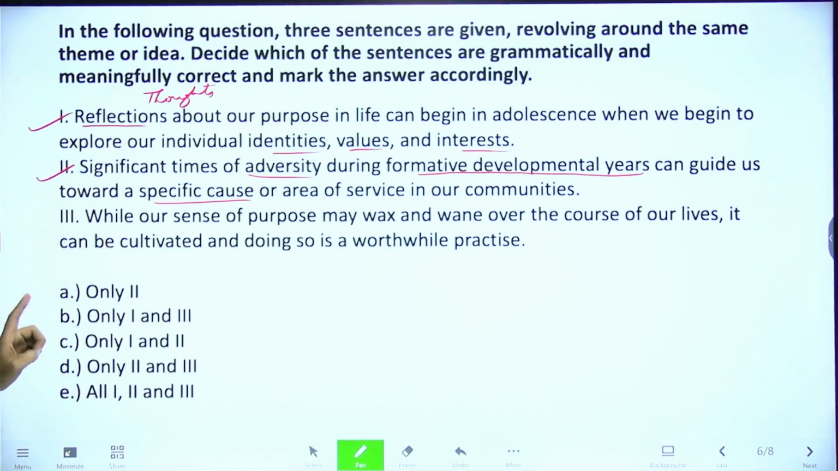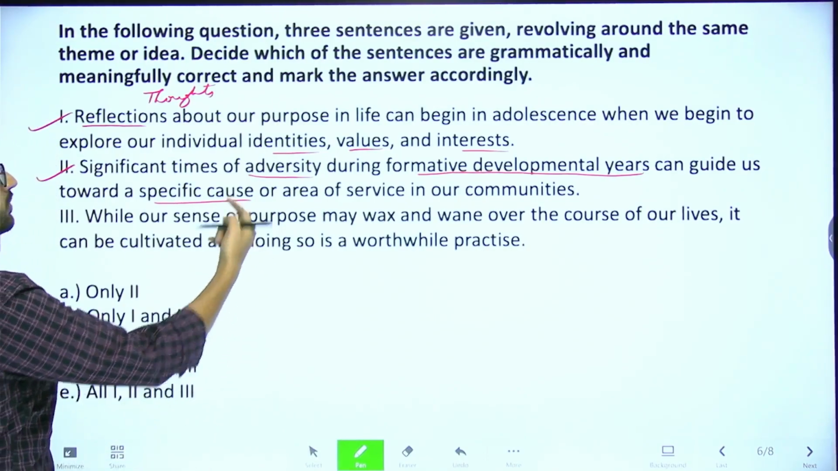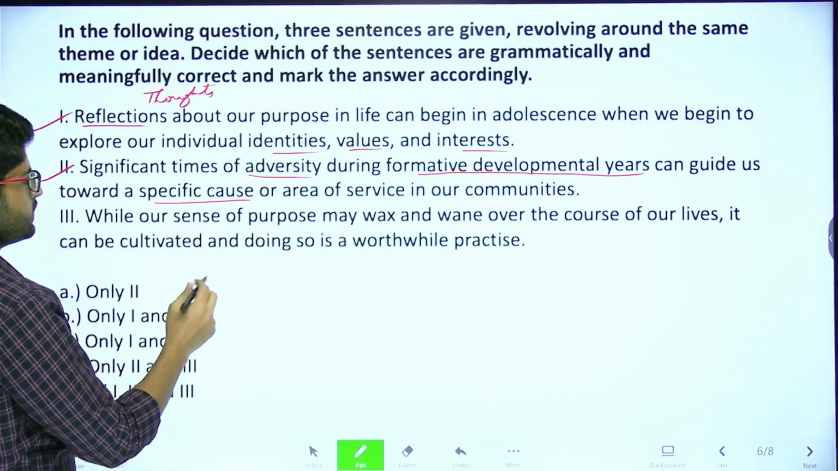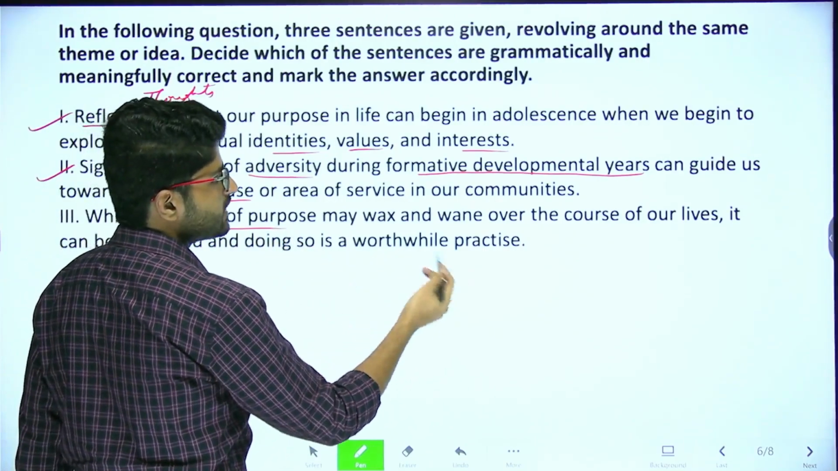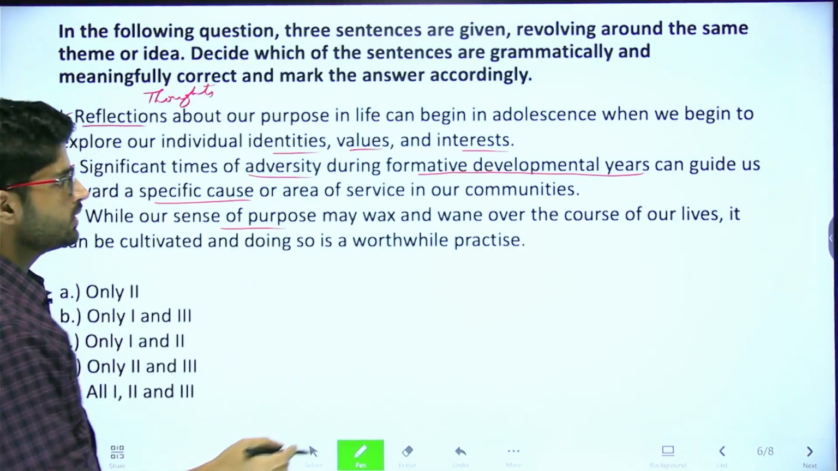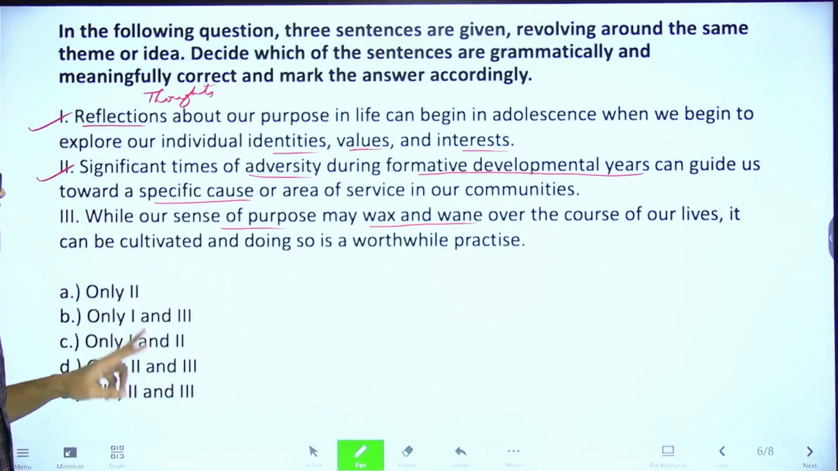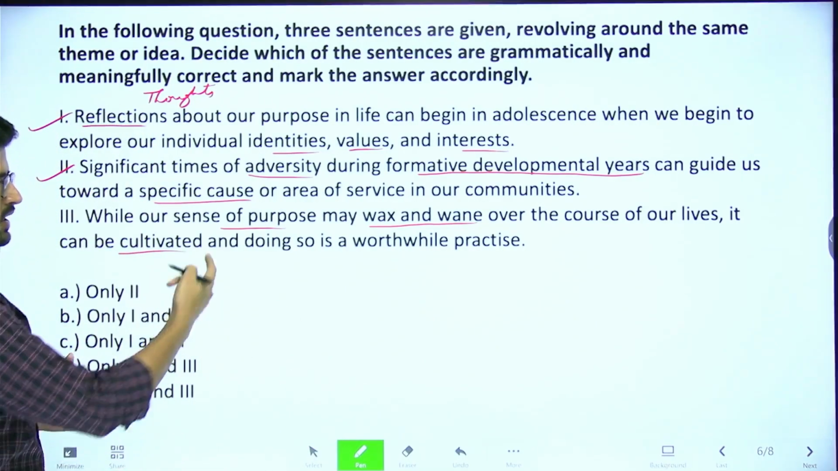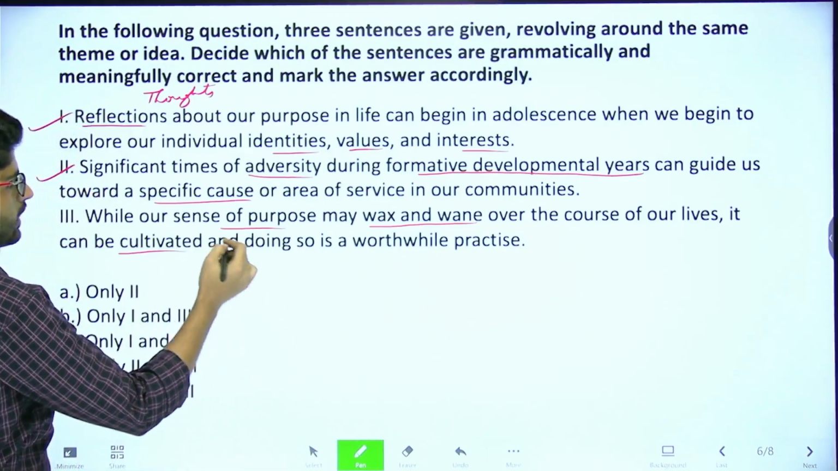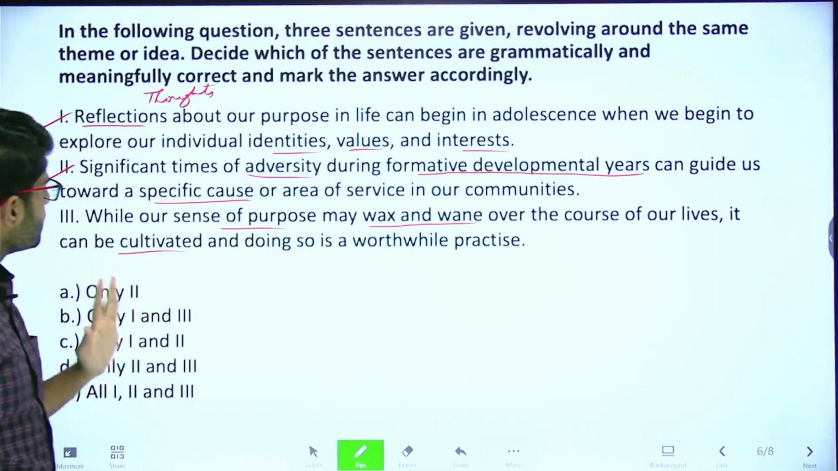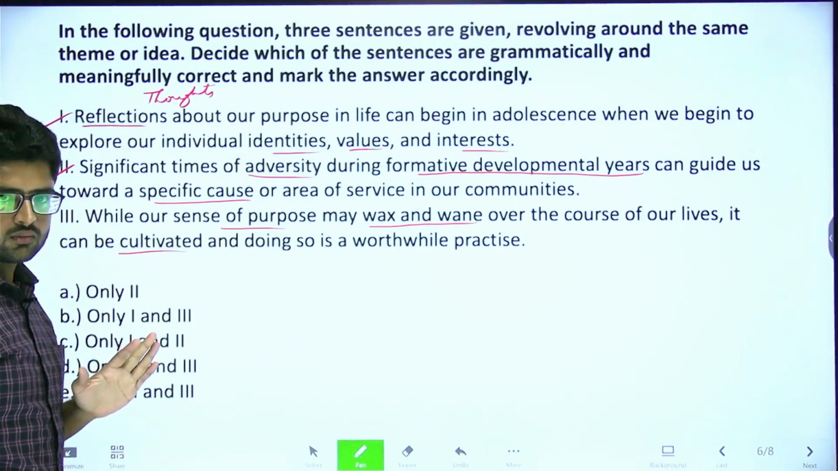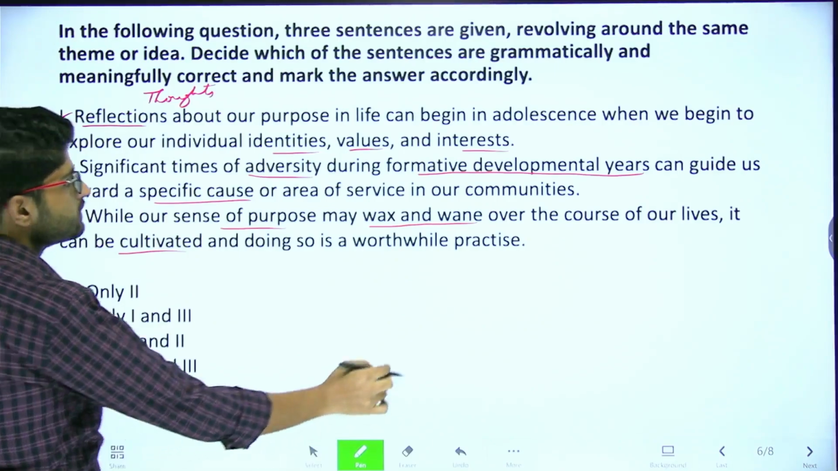The third sentence says, while our sense of purpose may wax and wane over the course of our lives. हमारा जो अभी पूरे तीनों sentences किसकी बात करें? Sense of purpose की. तो sense of purpose जो है, it may wax and wane. Wax and wane means it may fade over time, over the course of our lives. It can be cultivated and doing so is a worthwhile practice. उसे cultivate किया जा सकता है, इस sense of purpose को दोबारा grow किया जा सकता है, and doing so is a worthwhile practice. तो क्या ये sentence भी correct है? Is it correct or not? This sentence is not correct.